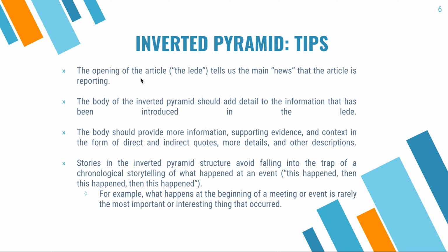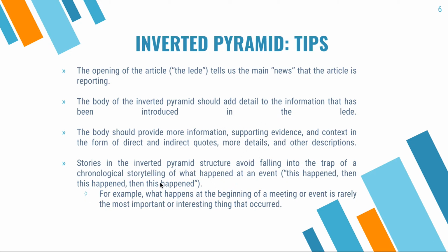You want to make sure that the beginning of the article tells us the main news that the article is reporting. So what happened? Sum it up in one paragraph. Then what follows should add detail to the information that was introduced in the lead, the opening paragraph. What's that detail? Information, evidence, details, context, and these things will appear through direct quotations from people you've interviewed, indirect quotes from people you've interviewed, details from things you've researched and learned, all of that.